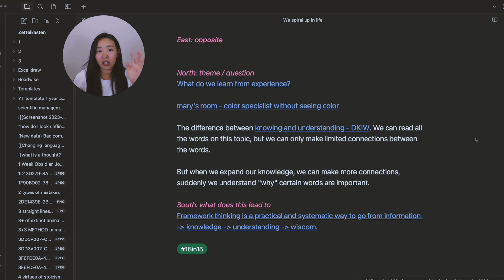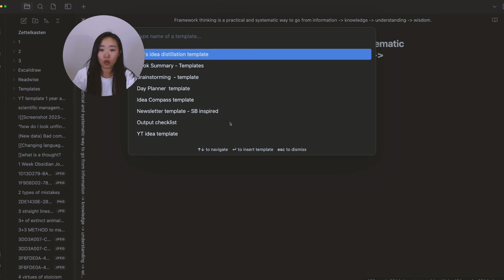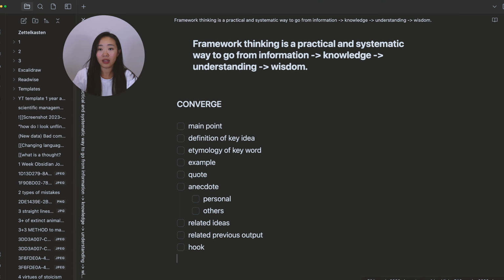The diverging got us to somewhere very different. I thought, okay, actually framework is the thing that's going to take us through this information to knowledge, to understanding, to wisdom. So I want to work on this for my course as I've tagged here. So let's go into it a little bit more. We want to converge, and there are two templates I use. One of them is the output checklist.